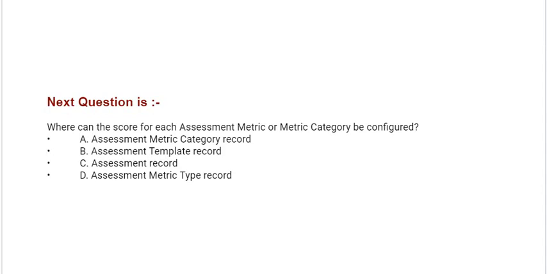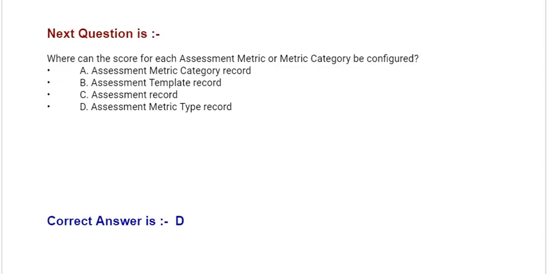Next question is, where can the score of each assessment metric or metric category be configured? Option A. Assessment metric category record. Option B. Assessment template record. Option C. Assessment record. Option D. Assessment metric type record. Correct answer is option D.